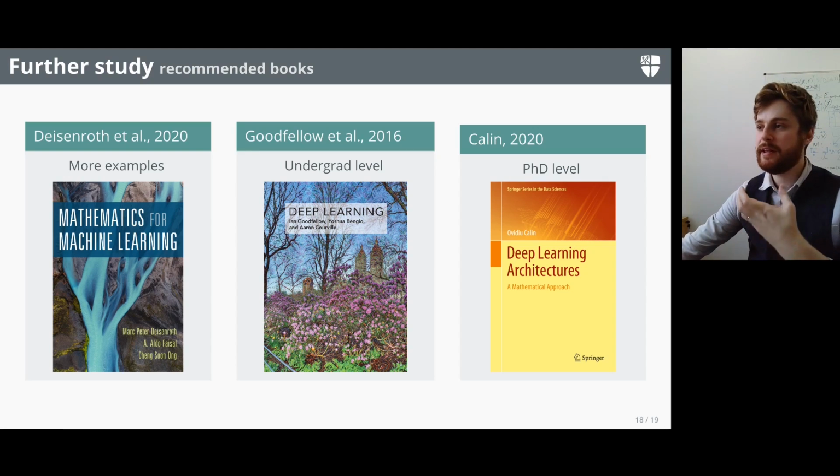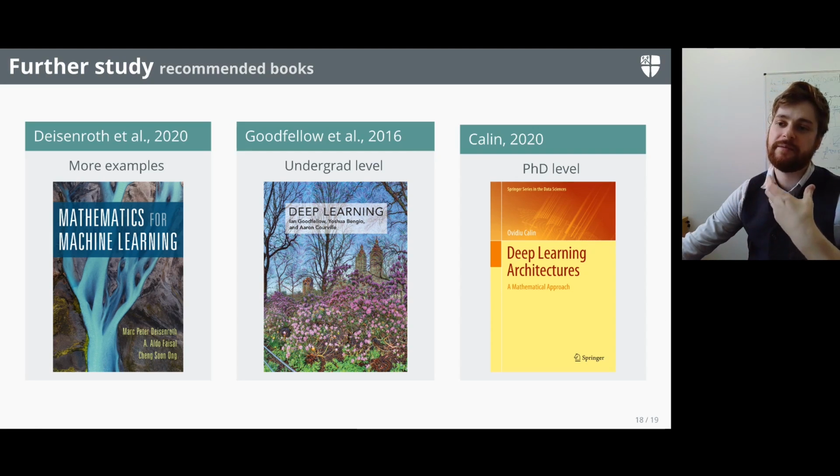If you want to really get a deeper understanding of these topics, I strongly suggest you have a look at these recommended books here. So if you've forgotten some of the maths or are confused by any mathematical notation or concepts, I recommend Marc Deisenroth's Mathematics for Machine Learning book. It's well formatted, it has lots of examples, and it doesn't go crazily beyond the foundational maths required in machine learning. It's a very good recap.